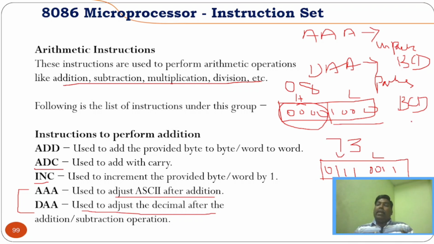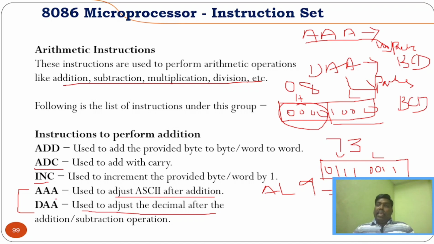Sir, why are you saying packed BCD and unpacked BCD here in AAA, right? As I said, this AAA is applicable only to unpacked BCD and DAA is applicable to packed BCD, which means after addition, it will adjust the result of the accumulator, right? As it is unpacked BCD, it will always work in the AL register. It will only check the lower nibble of the result, and if the lower nibble is greater than 9, then it will convert that to the correct BCD form by adding 6 to it, right?